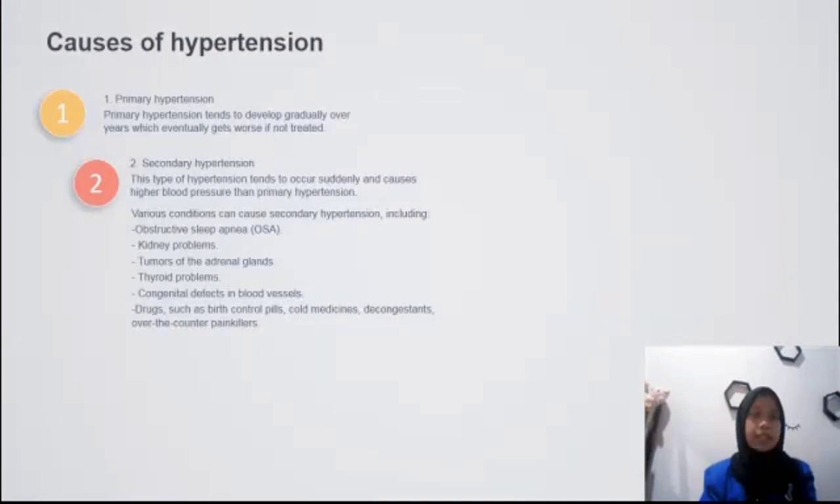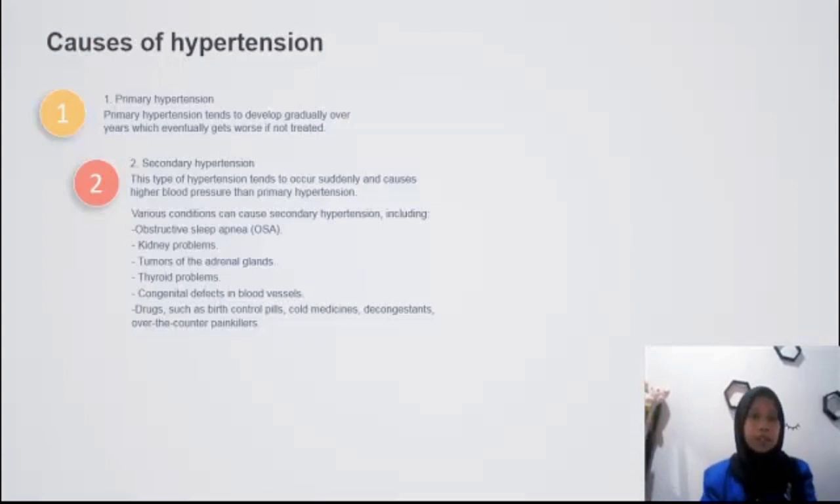Causes of hypertension. 1. Primary hypertension. Primary hypertension tends to develop gradually over years, which eventually gets worse if not treated. 2. Secondary hypertension. This type of hypertension tends to occur suddenly and causes higher blood pressure than primary hypertension.